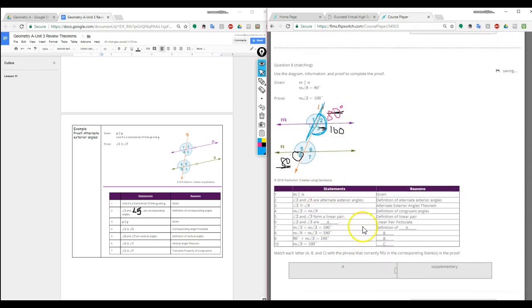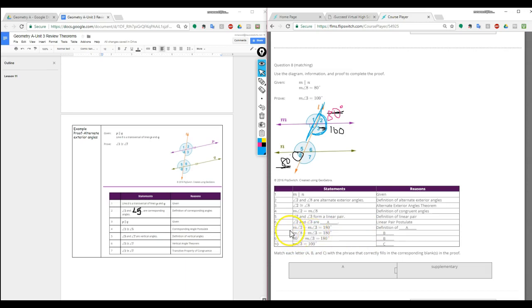And then, the measure of angle 2 plus the measure of angle 3 equals 180 degrees. Definition of, that was our blank A, supplementary. Then I noticed these reasons, 8 and 9's reason is the same. So I'm looking at 8. It says measure of angle 8 plus measure of angle 3.